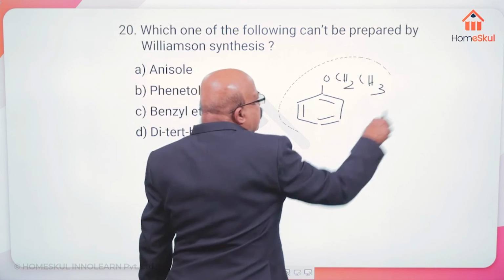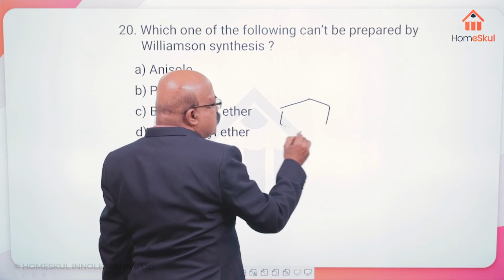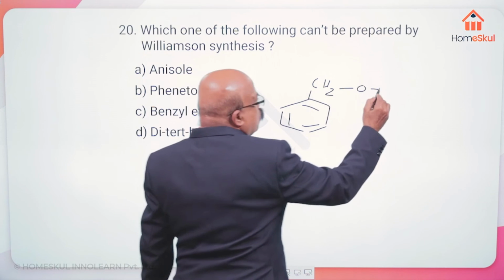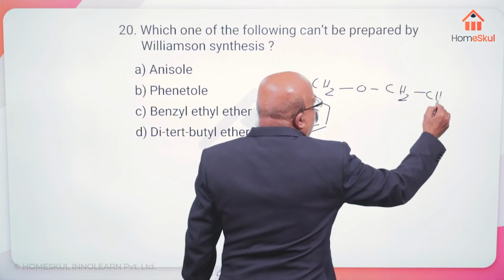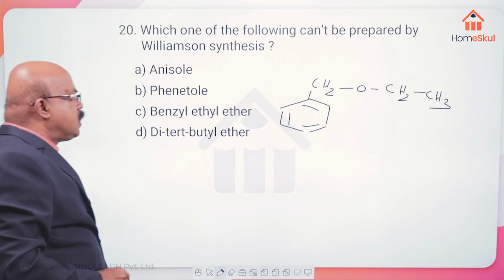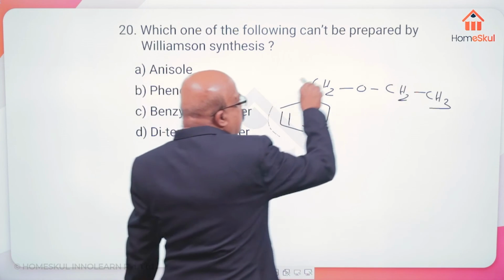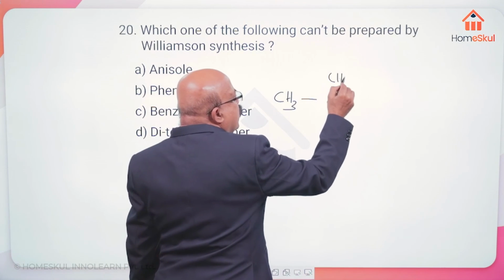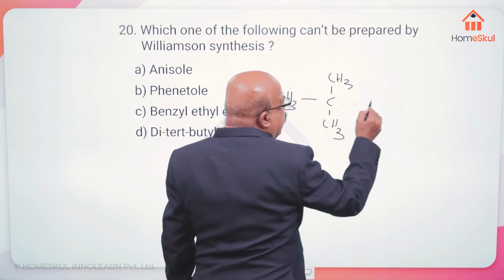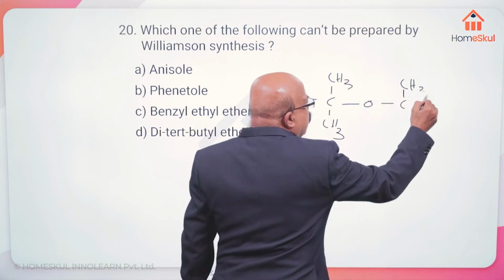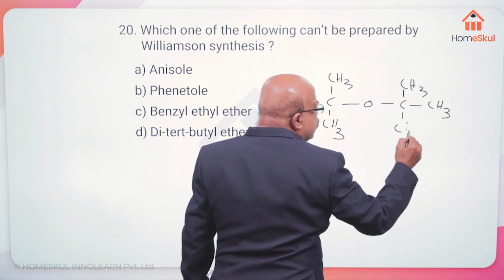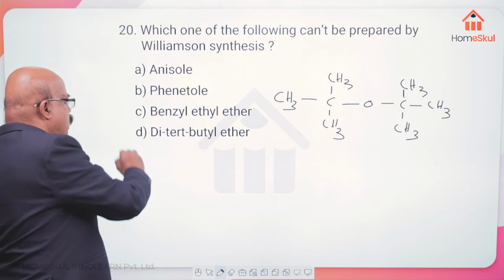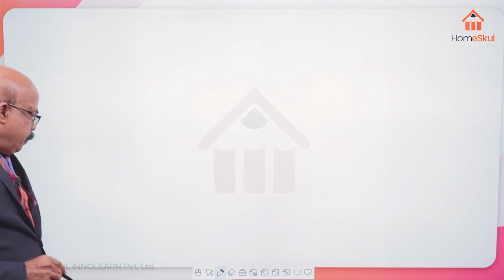Benzyl ethyl ether, this is C6H5CH2OCH2CH3. It can also be prepared by Williamson synthesis. Williamson synthesis fails to prepare di-tert-butyl ether. Di-tert-butyl ether cannot be prepared by this method. Also, diphenyl ether cannot be obtained by this method. So here the answer is option D.